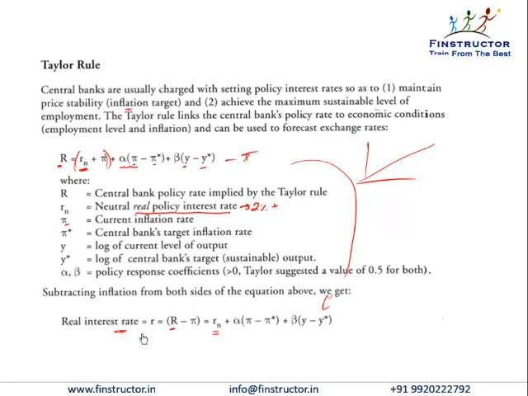So what we're trying to see is that the real interest rate across the world may not be constant, as stated by Fisher. The real interest rate may be increased or decreased by central bank actions. So the real interest rate can be higher than the neutral real rate, or can be lower than the neutral real rate, depending on the inflation gap and the output gap.